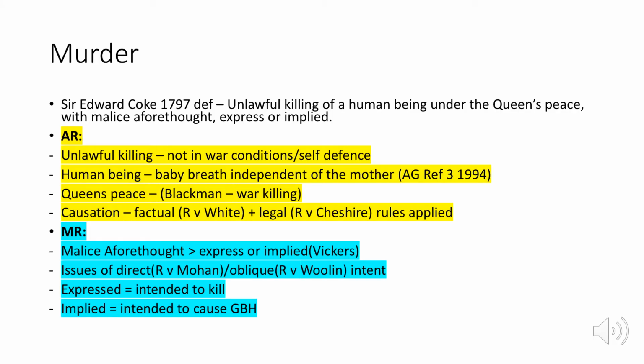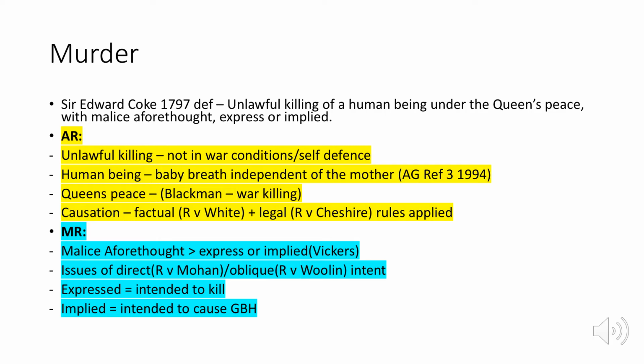The first fatal offence is murder. Now, the definition for murder comes from Sir Edward Coke, 1797. His definition was that it was an unlawful killing of a human being under the Queen's peace, with malice aforethought, express or implied. Now, some of those words are quite outdated, so the following might be quite helpful.